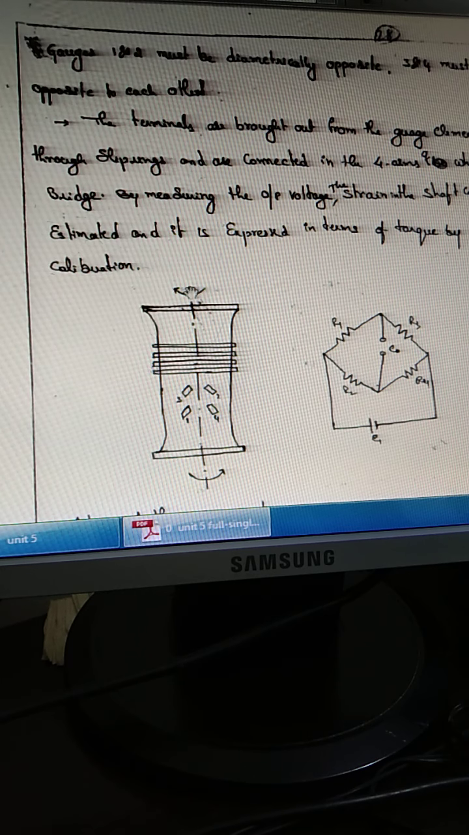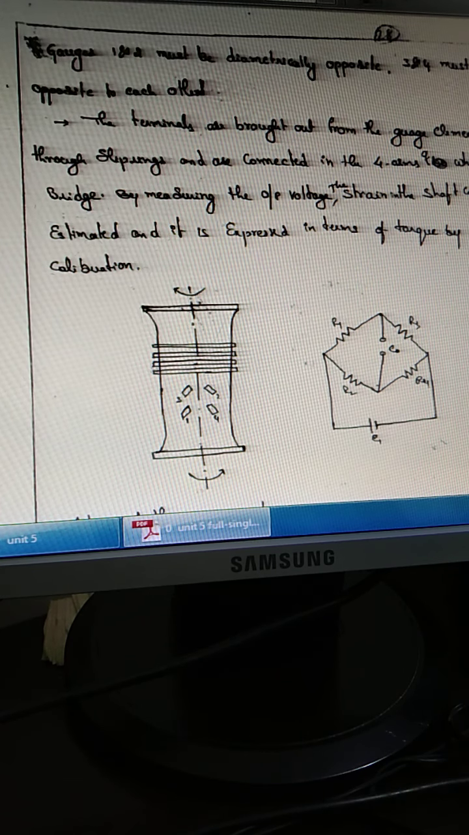Now, if torque is applied at one end of the shaft, this shaft will be twisted. Therefore, strain will be developed at 45 degrees to the main axis of the shaft. This is the main axis of the shaft. To this main axis, strain will be developed either in this direction or in this direction, which is at 45 degrees to the main axis.